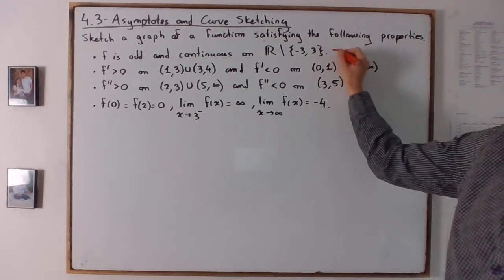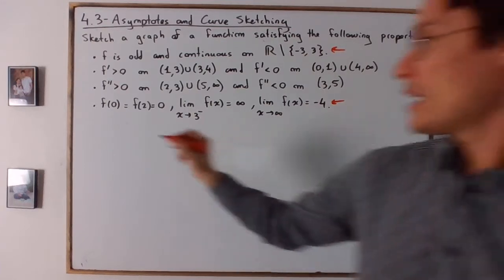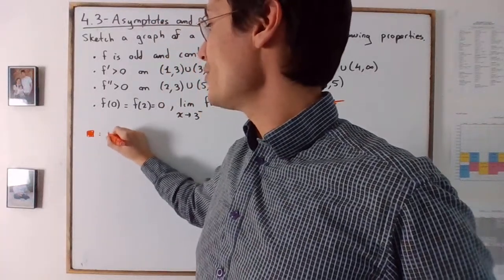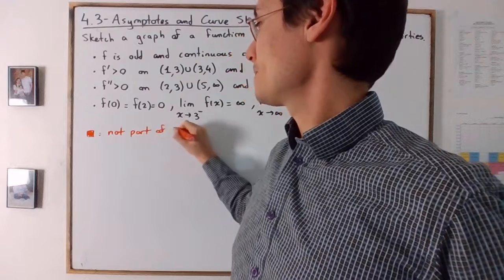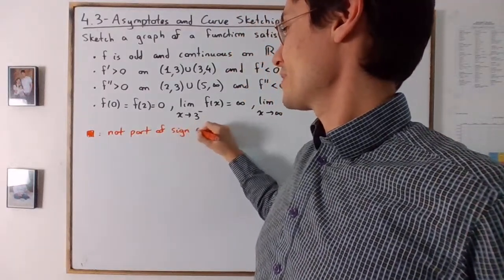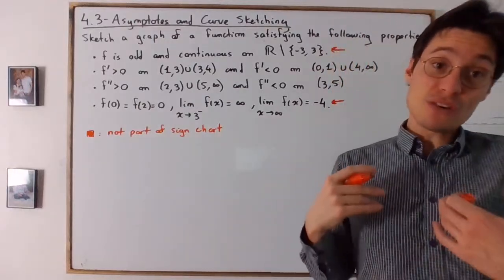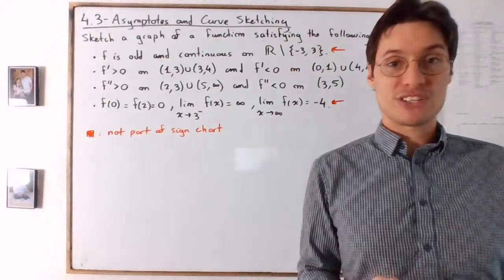Okay, so these two things. And here my color code, I will just put in orange right here. That is not part of the sign chart. And what does it mean? It means that we can actually use this information right away before doing any kind of sign chart.